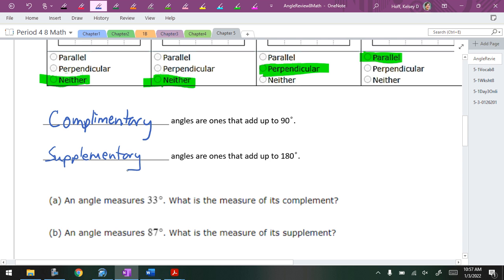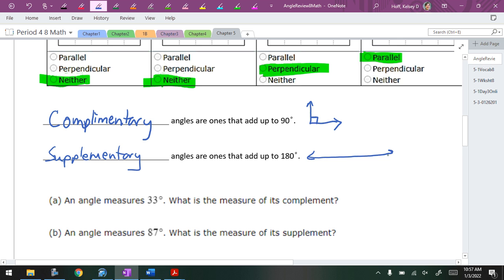Now, if they add up to 90, they're going to form that corner. If they add up to 180, what do they look like? Very good. They end up forming a straight line, 180 degrees.